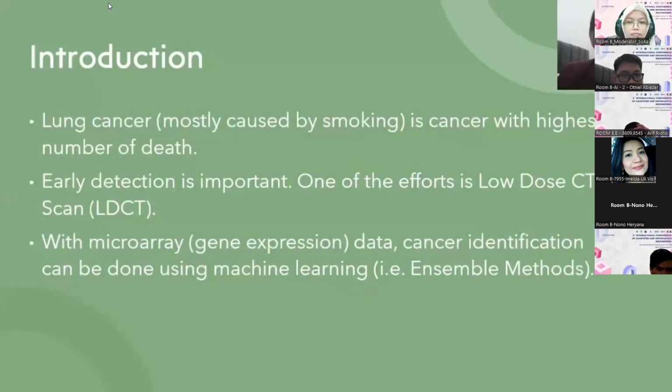Cancer is a symptom of uncontrollable cell growth. According to WHO in 2020, the type of cancer with the highest number of deaths is lung cancer. The number is even twice that of the second highest kind of cancer.